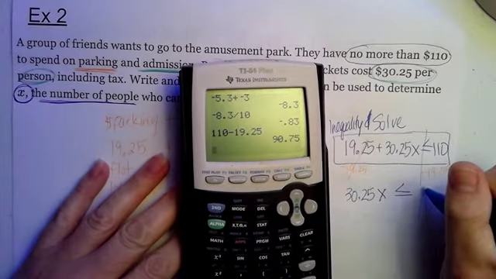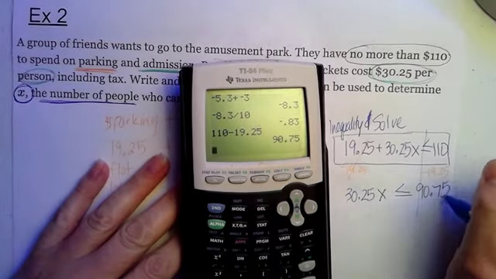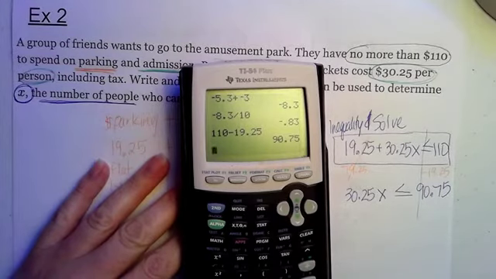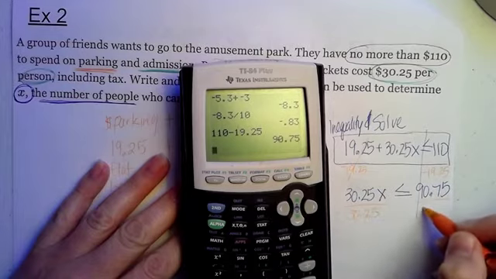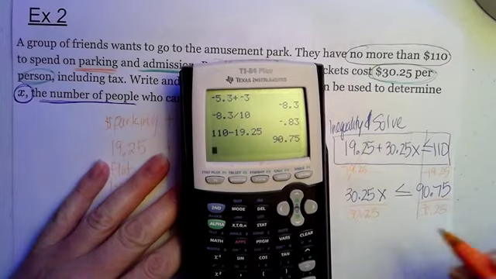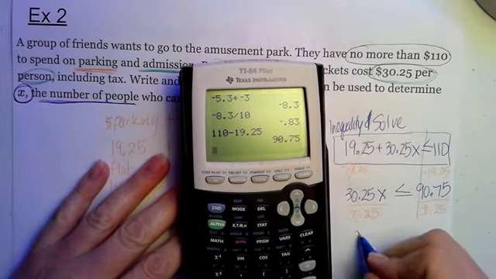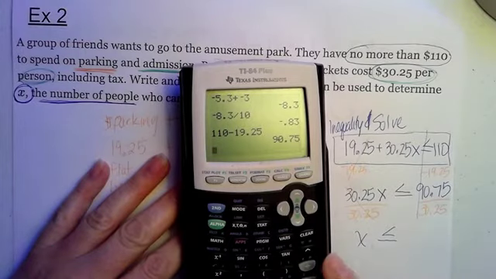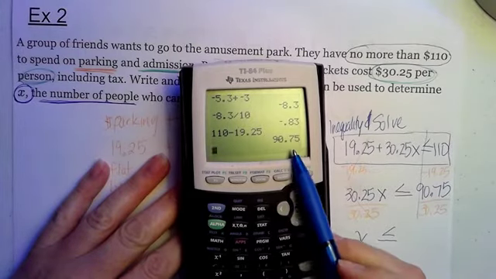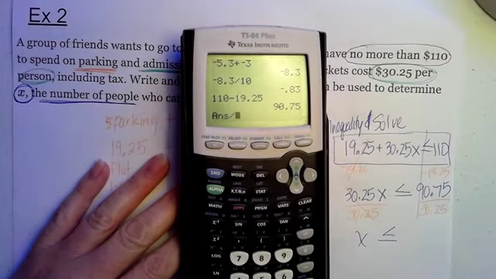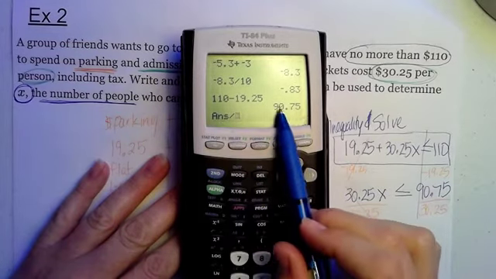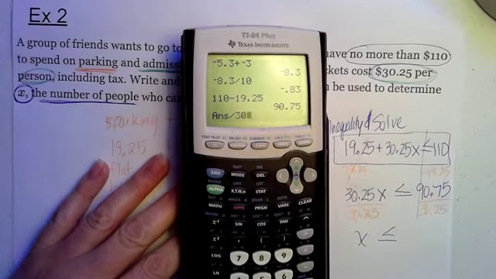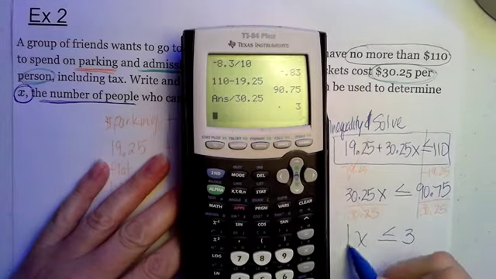And you can see that that is $90.75. And then to get X by itself, I have to divide by 30.25. So those cancel out, leaving X by itself. And then the nice thing is I don't have to retype this number. I can actually just hit divide by, and it takes the previous answer. That's what ANS stands for, the previous answer. And we're going to divide that by 30.25, and we get 3.